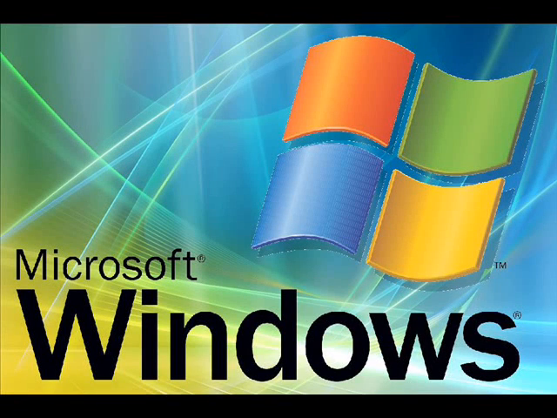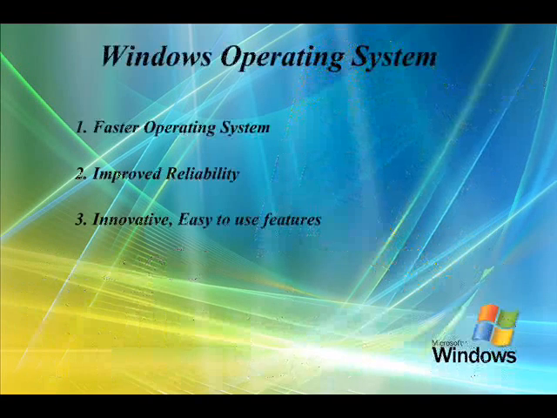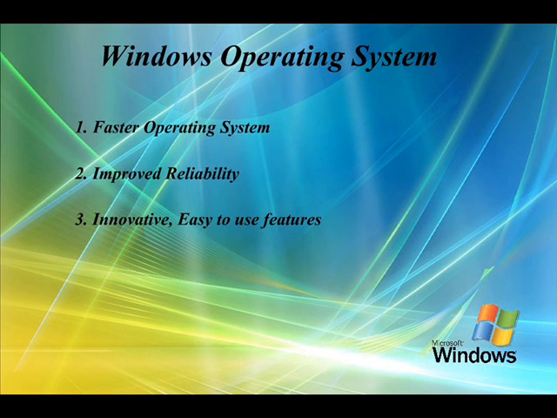Microsoft Windows is a series of software operating systems and graphical user interfaces developed by Microsoft. Some of its important features are listed. 1. Faster operating system. Windows includes tools that increase the speed of the computer. Windows includes a set of programs designed to optimize the efficiency of the computer, especially when used together.